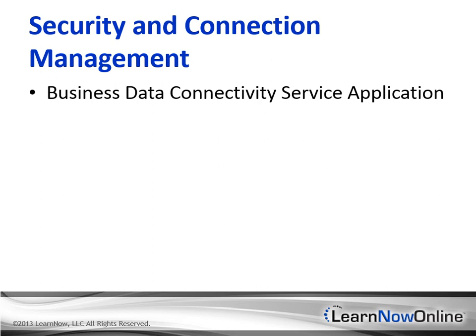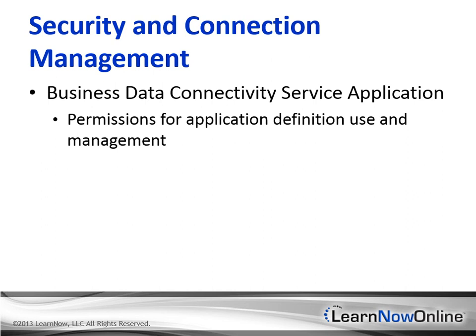And there's also security and connection management. So there's the business data connectivity service application, and that controls the permissions for the application definition use and management. So it controls the application definition, so the definition of your external data source, and allows you to manage the permissions. So you can say who's allowed to change the permissions, but then also, this is something important that can be used in conjunction with BDC service application, is the secure store service.